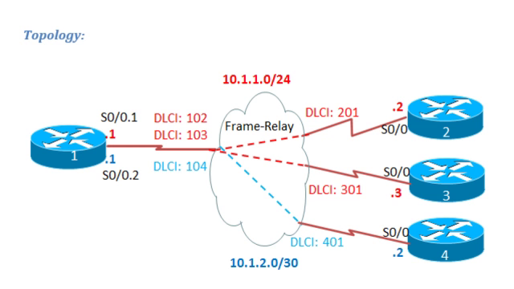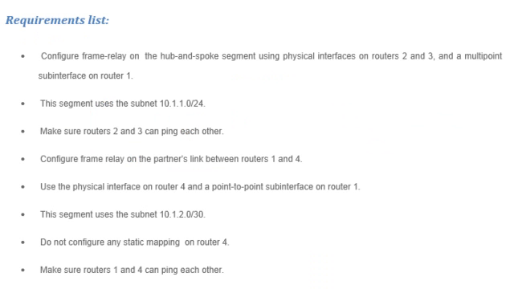Now jumping to the requirements list, we are told to use physical interfaces on router 2 and 3 and a multi-point subinterface on router 1. We're also told to use a physical interface on router 4 and a point-to-point subinterface on router 1. The last interesting point, we're not allowed to use static mapping on router 4. Okay, let's get started. We'll start by configuring the hub and spoke.